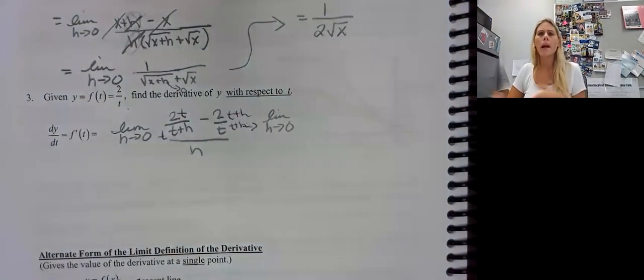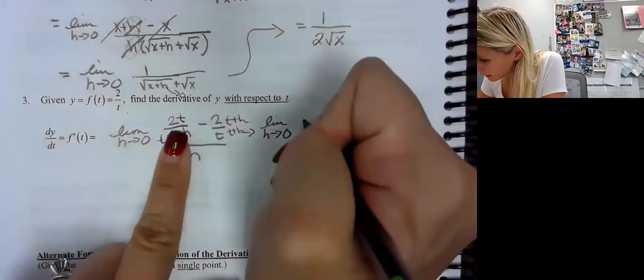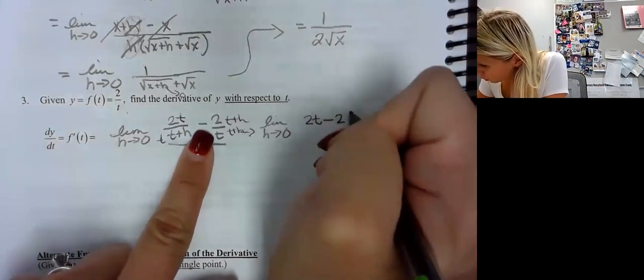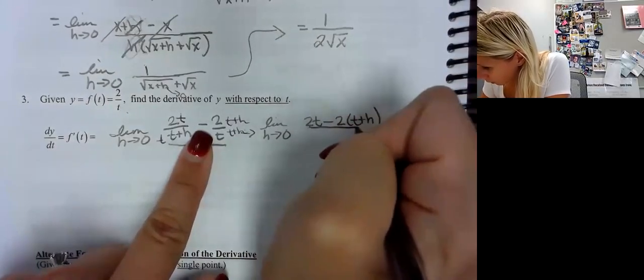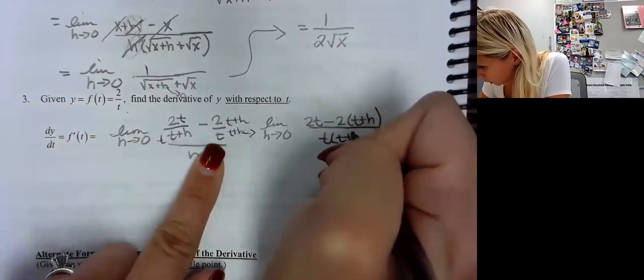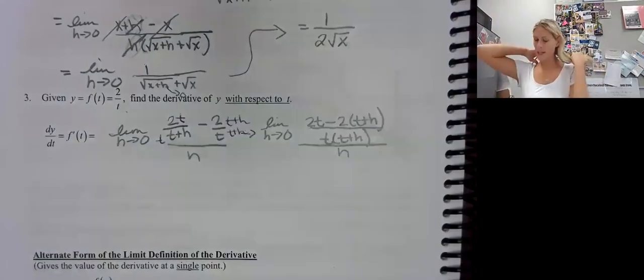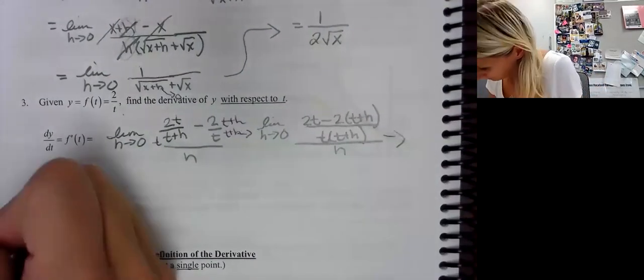Okay, so it's like multiplying by the denominators. All right, that leaves me on top 2t minus 2 times t plus h, all over that common denominator of t times t plus h. Remember, that was all over h. All right, now we have to do some algebra, okay? Let me do my arrow.